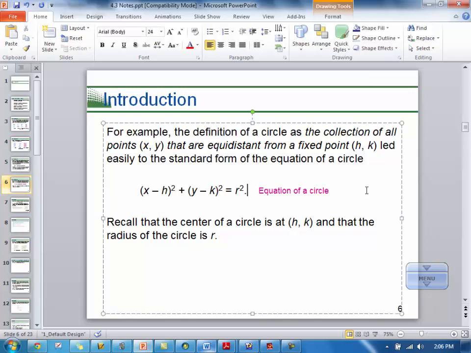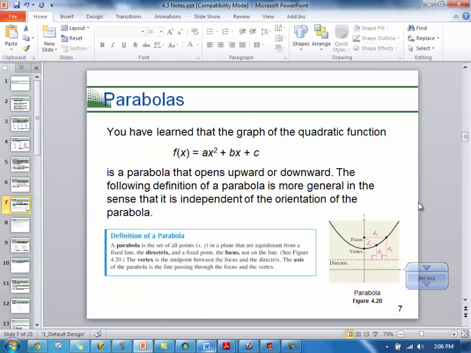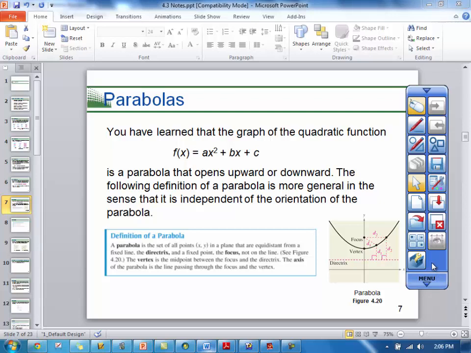So let's look at a parabola then. Okay, here's an equation of a parabola you guys are used to. You used to see y equals ax squared plus bx plus c. But the definition of a parabola is something you might not be used to. The definition of a parabola is all the points that are equidistant from the focus and this line called the directrix. So let's take a look at that real quick.